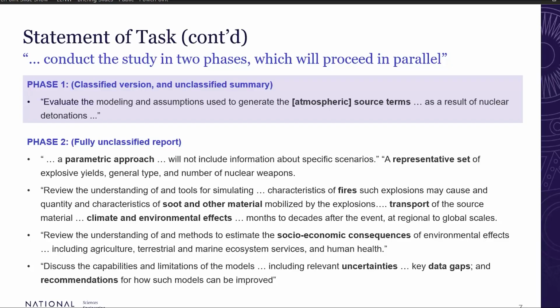And that aspect of the report was asked to deal with and address a representative set of explosive yields, general type, and numbers of nuclear weapons, and then review the understanding and tools, essentially models, for simulating the characteristics of fires after such explosions, the characteristics of the soot material launched into the atmosphere, and the transport of that material, and then the subsequent impacts to the climate and environmental effects on timescales from months to decades. And then look at subsequent changes from the physical system to the ecosystems to socioeconomic impacts, and then identify the key uncertainties across this chain of links, the data gaps, and recommendations to the sponsors and the government.